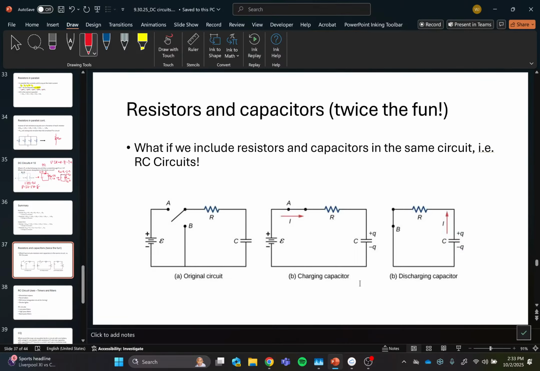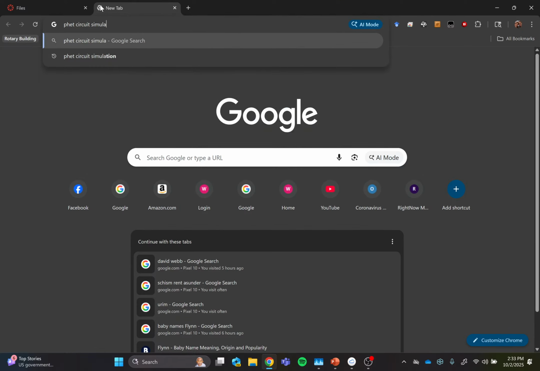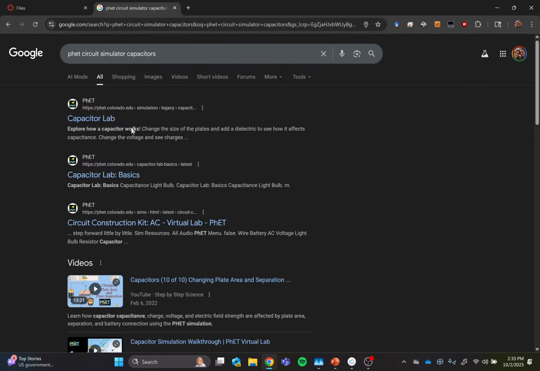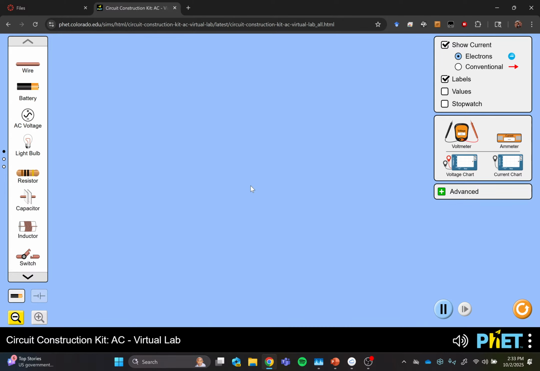Fantastic. All right, one last thing we've got to get through in this PowerPoint, and that's what happens if you put resistors and capacitors together. We're going to talk through what's going to happen. In fact, we have the time, so I'm just going to build one real quick. FET circuit simulator. I want capacitors. There are two different ones, so I need to make sure I find the right one. I've shown you all this before, but it's going to be very helpful to remind us what it looks like. This simulator, big fan of it, super useful.